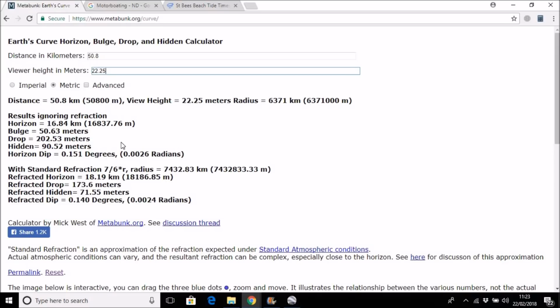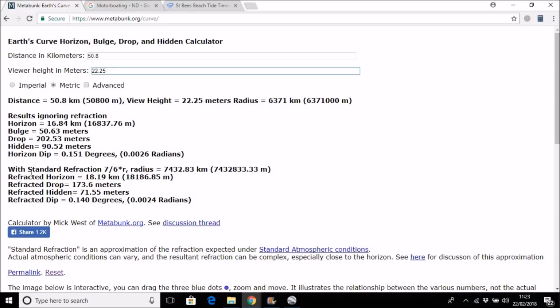Then we can say that the lighthouse would be at 70 meters rather than 65 meters above the level of the water. And so 71 meters, 71.5 meters and 70 meters are not very far apart. This is allowing for what's called a standard refraction. It's a measure of something that might be expected under supposedly standard conditions.